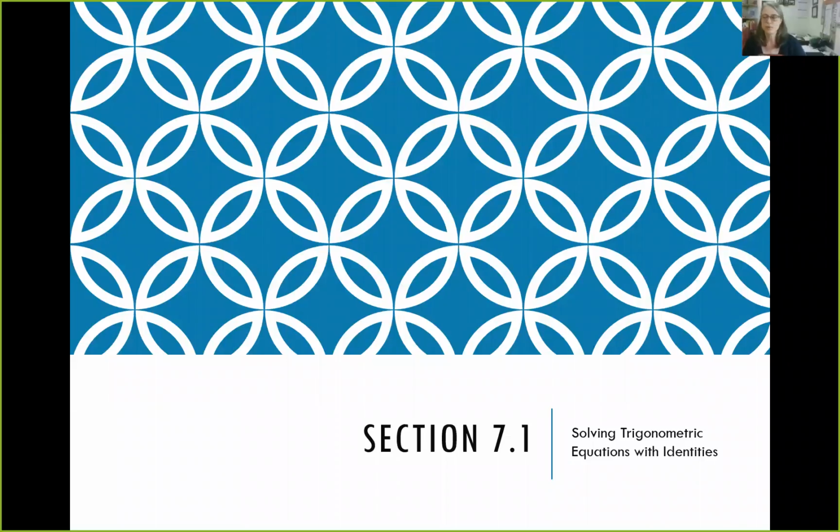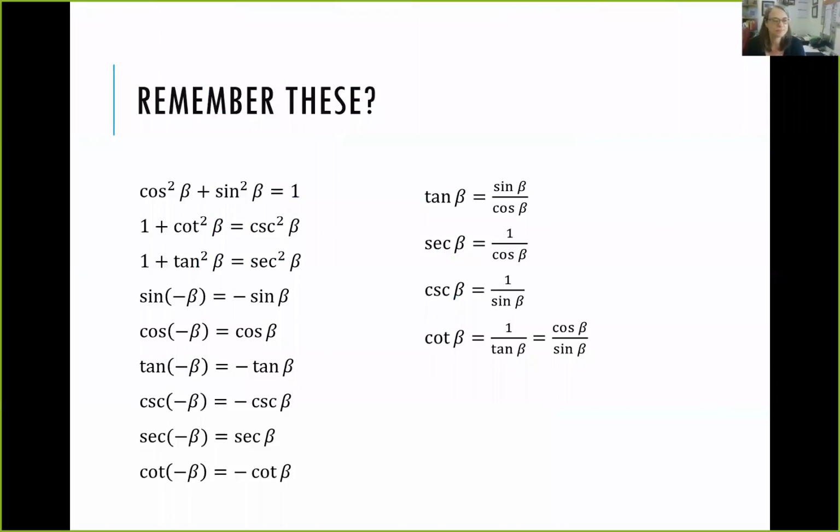We're going to be working in section 7.1, and we're going to be talking about solving trigonometric equations with identities. So let's start by remembering what identities we have learned so far. This page gives us the whole list of identities that you should have memorized by this point in the class.